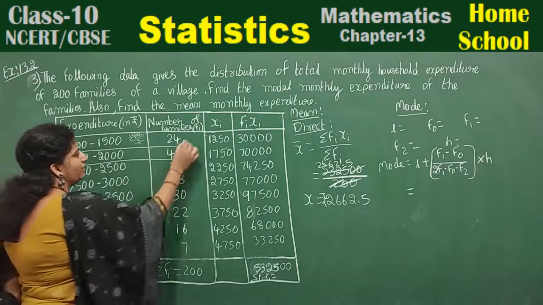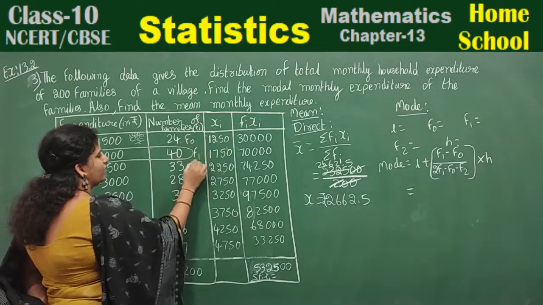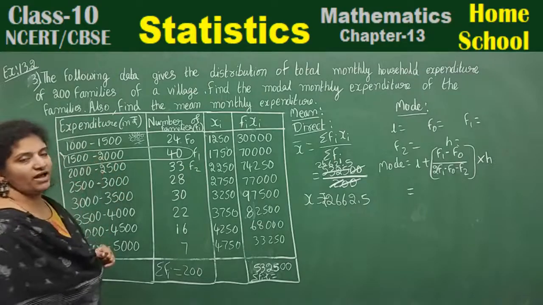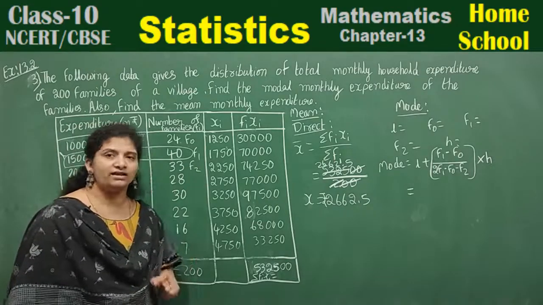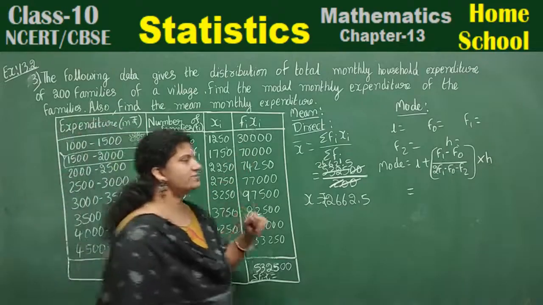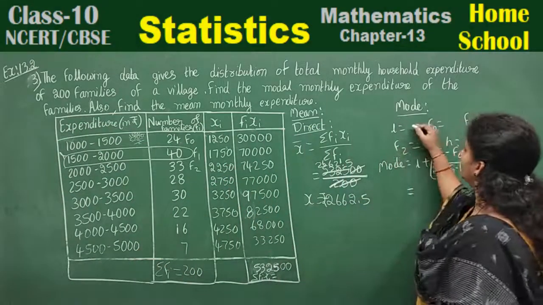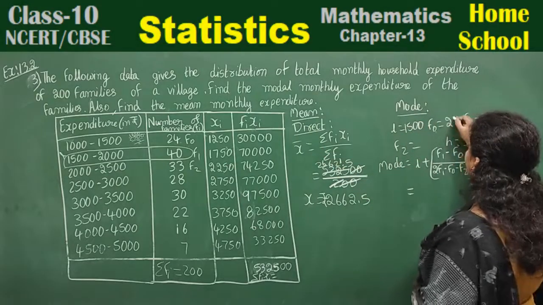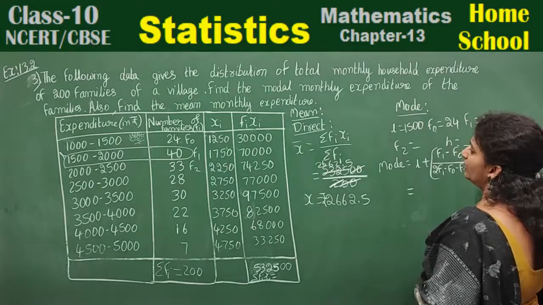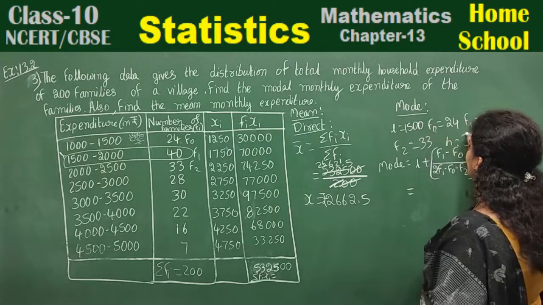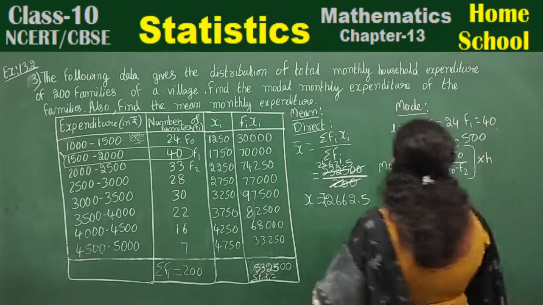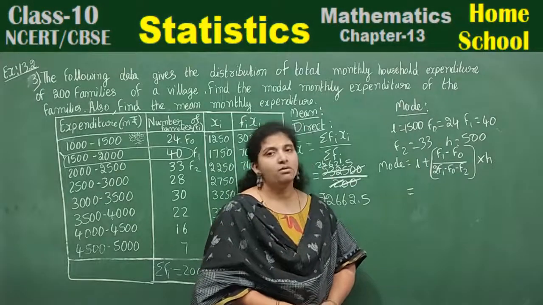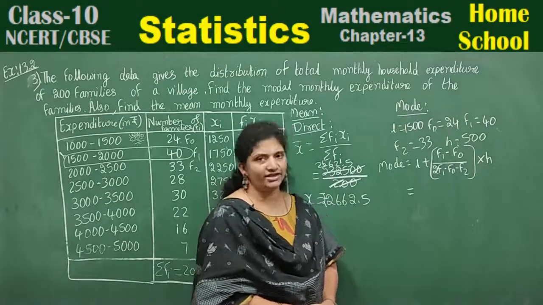L is the lower limit, f0, f1, f2. And h is the class size. 2000 minus 1500 is 500, the class size. Let us substitute there. L is the lower limit, 1500. f0 is 24. f1 is 40. f2 is 33. h is 500. Mode formula: L plus f1 minus f0 by 2f1 minus f0 minus f2, into h.